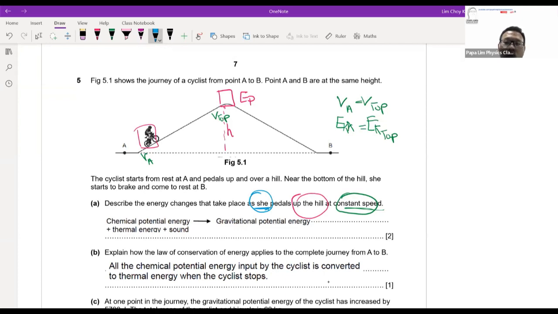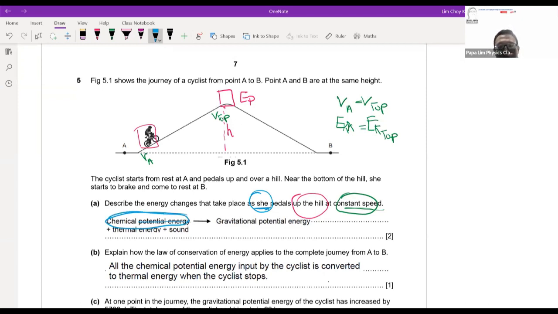It could be from the food that she ate, or it could be from the chemical energy that is stored inside the body. So that's why, based on the clue, I know that the starting form of energy at the initial stage is chemical potential energy, because of the references to the person herself.